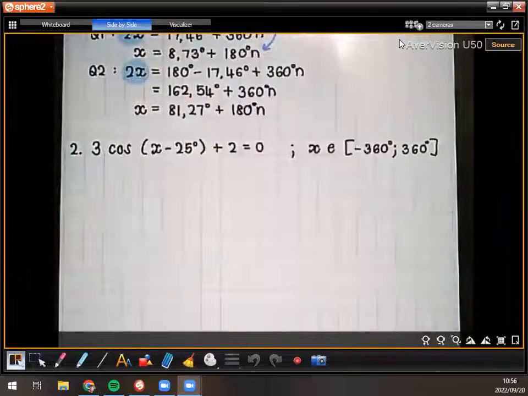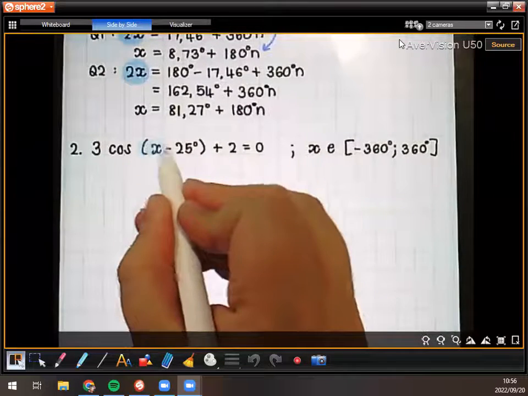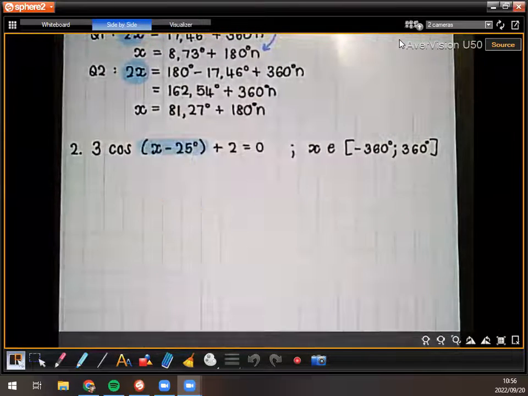What is the angle in this case, right? What angle comes after cos? x minus 25. So when we do our general solution, we're going to write x minus 25 equals everything else. Okay? In the previous question it was 2x, now it's x minus 25.